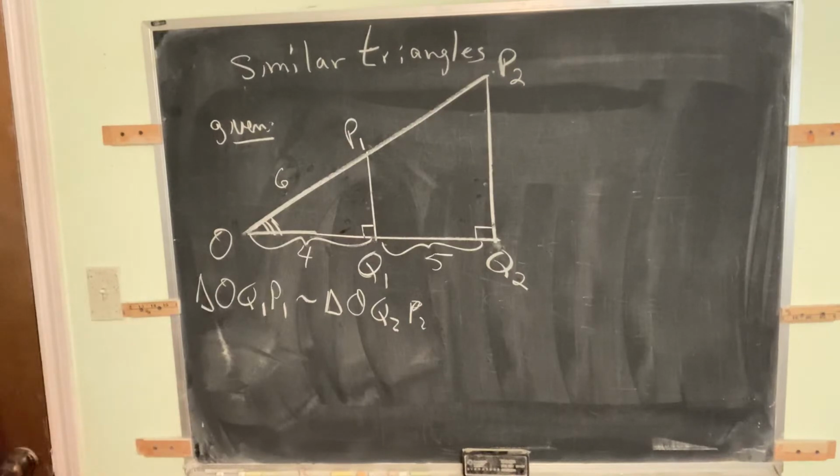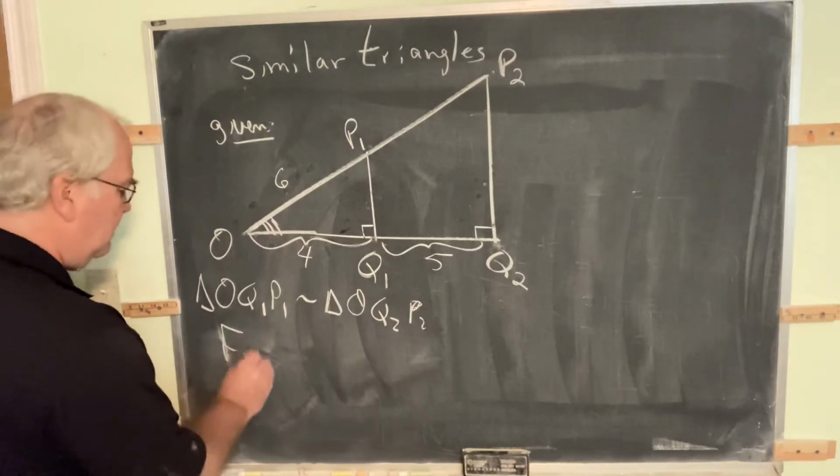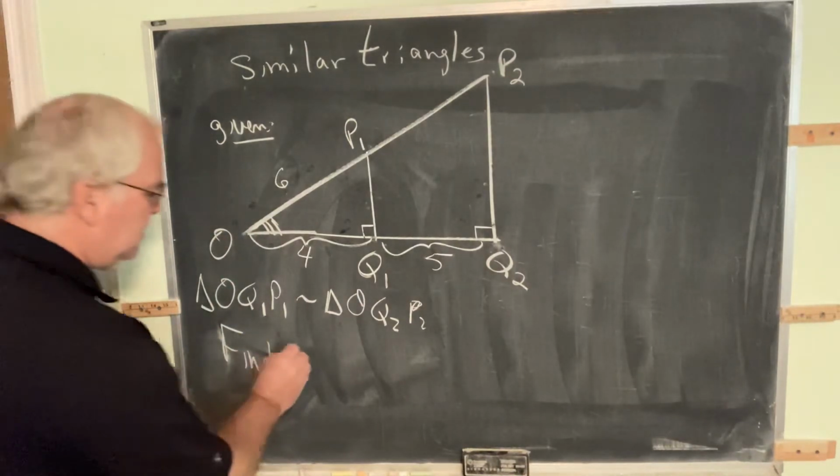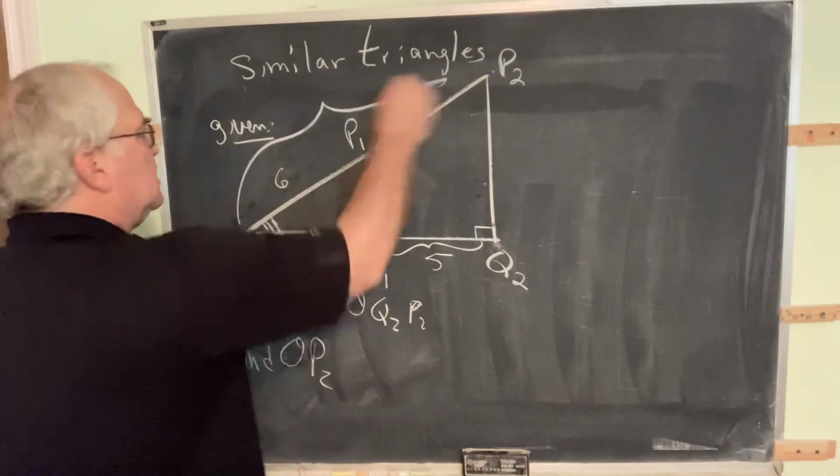So we have the triangles are similar. We know the triangles are similar, and suppose we want to find the distance from O to P2. We want to find this big distance, call that x.